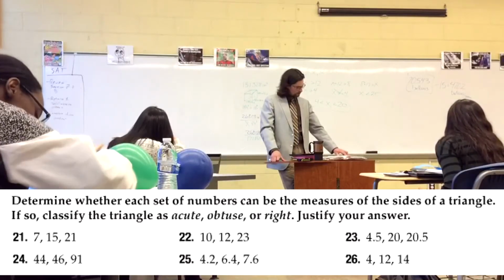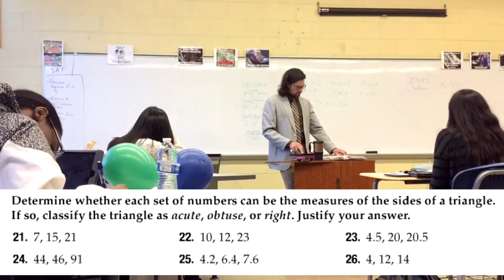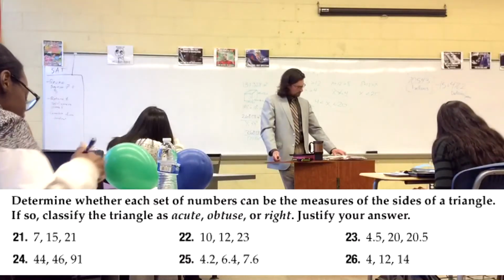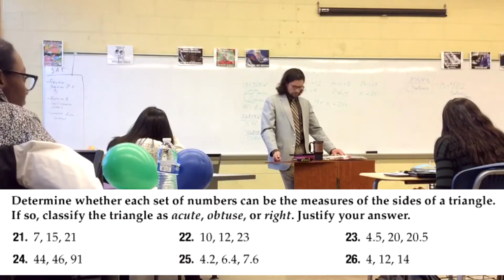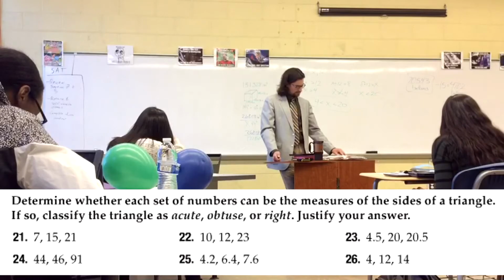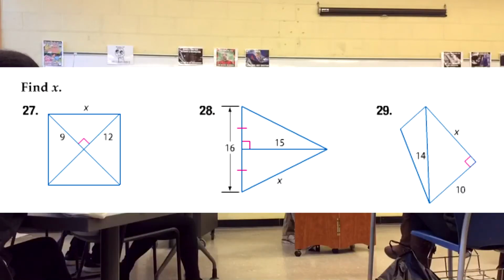In 24, you cannot make a triangle. In 25, you can make an acute triangle. The sum of your squares is greater than your largest square. In 26, you can make an obtuse triangle. Your sum is less than your third side. 27, your x value is 15. 28, your x value was 17. And 29, your x value was about 9.8, or exactly 4 radical 6.